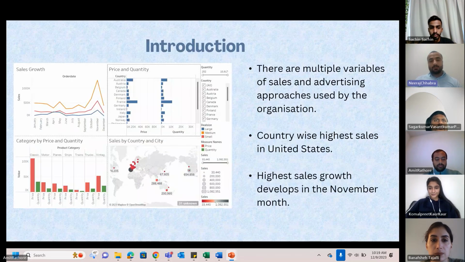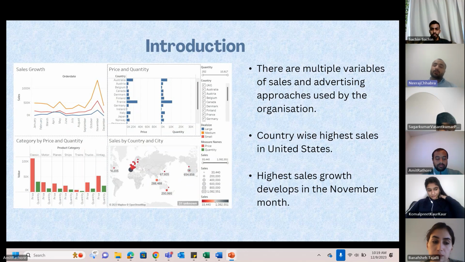We have covered a lot of data and presented a lot of things in this report and the presentation. Here I'll be going with the introduction. There are multiple variables of sales and advertising approaches used by the organization, which we have covered. Secondly, the country-wise highest sales in the United States. And thirdly, the highest growth in sales develops in the month of November.